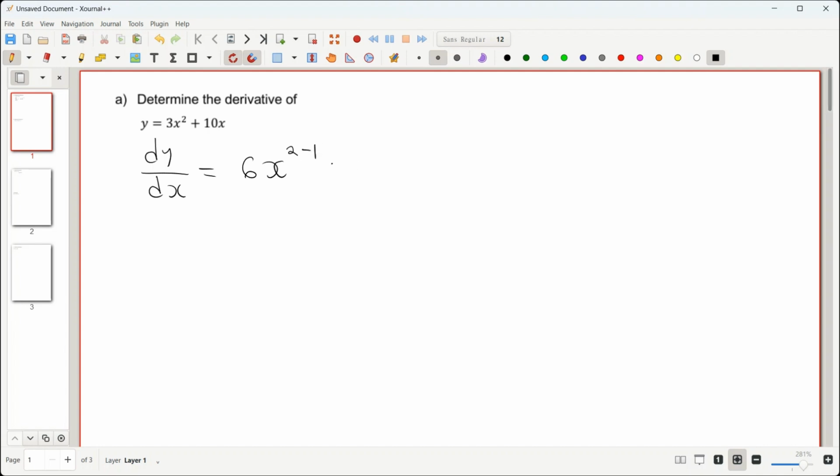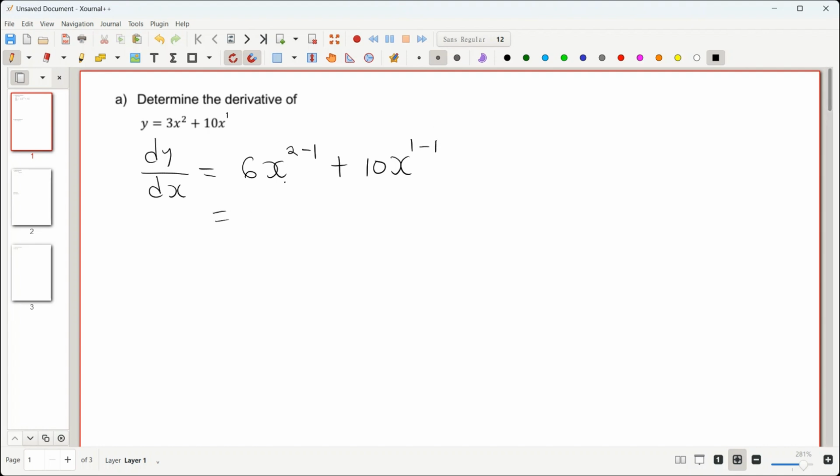On the second term here, which is 10x, to find the derivative we need to remember that your x variable is to the power 1. So 1, which is your exponent, times your coefficient, which is 10, is 10. And each and every time you need to remember to minus 1.